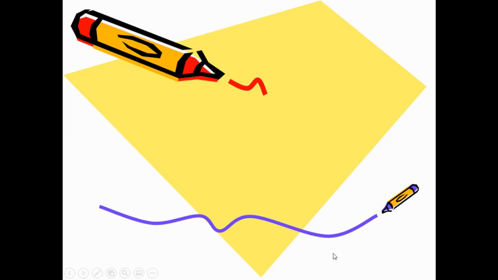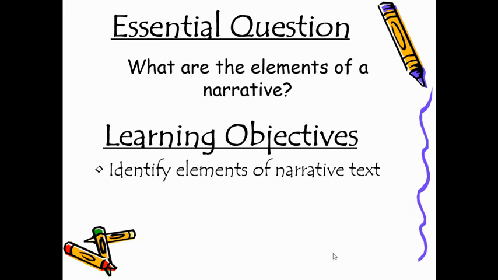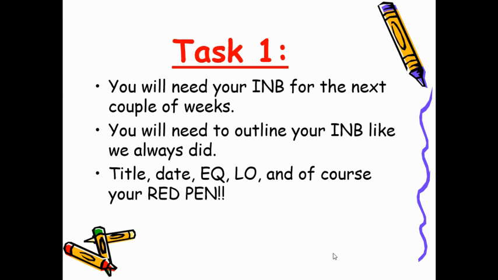Hi everyone, this is your second lesson on your new unit about narrative writing. Today's lesson is going to be very similar to yesterday's lesson, but we're going to be moving on to our next two elements of narrative writing or narrative text. So again, you're going to need your interactive notebook, and you'll need this for each lesson for the next couple of weeks. Outline your copybook like you usually would, title, date, essential question, learning objectives, etc.